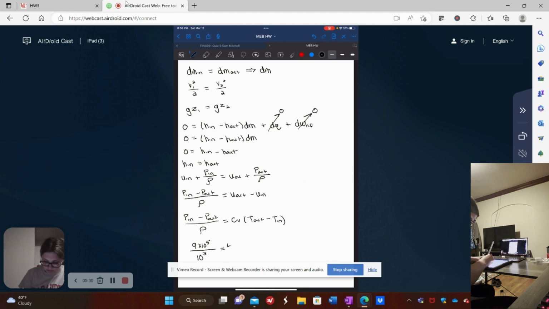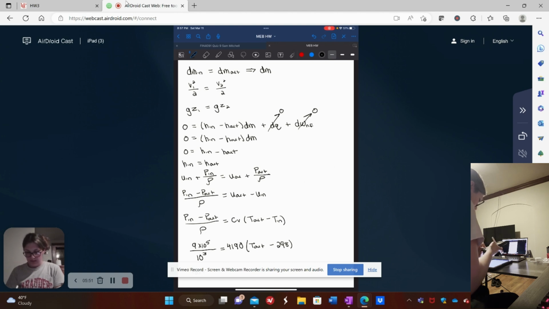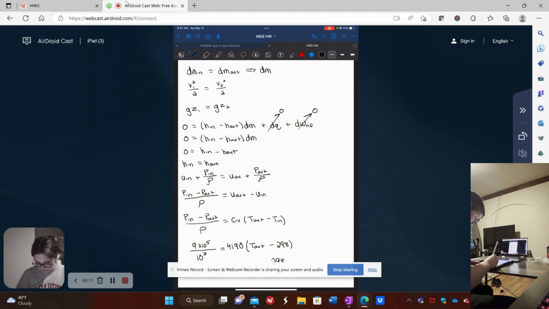The heat capacity for water is 4190. And then we are looking for T_out. We're going to say that our initial temperature was 298 kelvins. From there, we can solve for T_out. I'm going to do that very quickly for you guys. That gives us a final temperature of 298.21 kelvins. We are looking for the increase, so we can take this value and subtract the temperature in, which is 298, which gives us a temperature increase of 0.21 kelvins.